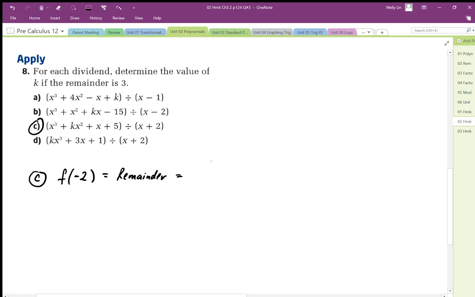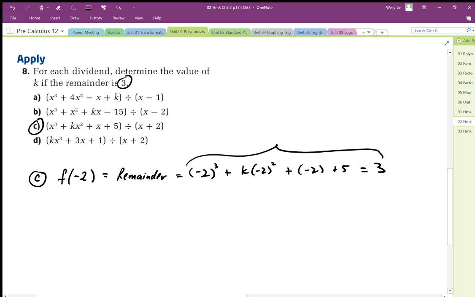Okay, and so when I plug that in, I'm going to end up with negative 2 cubed plus k times negative 2 squared plus negative 2 plus 5, and that's equal to the remainder of 3. I've got that value of 3 from up here. I now have an equation that allows me to solve for k.